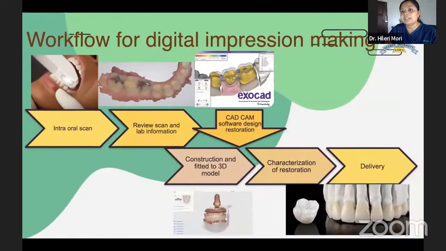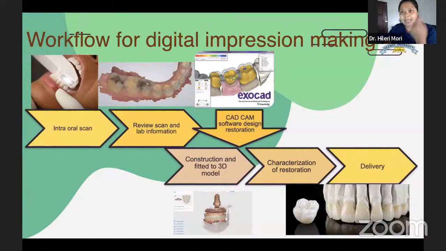And when you are fabricating a crown, then again you need to pour it. There is a model which you get, then you do the die preparation and so on. Whereas the workflow for digital impression making is quite simple. There are very few steps, as you can see.